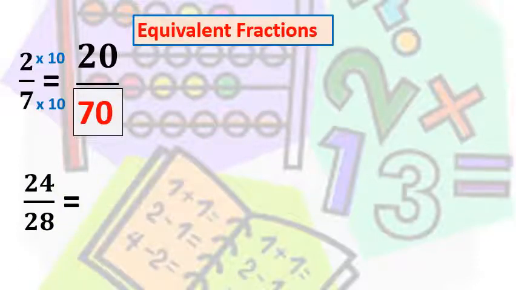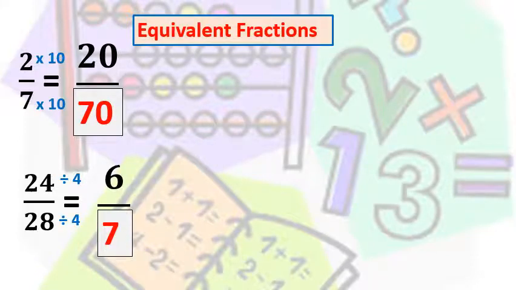Another example, 24 over 28 is equal to 6 over what? So again, I'm thinking, how did the 24 become a 6? Did the number get bigger or smaller? It became smaller. This means we're going to divide by 4. Divide by 4, so the answer is 7.